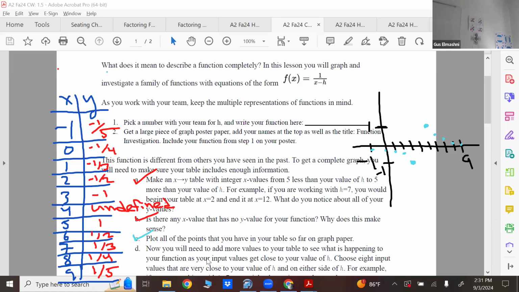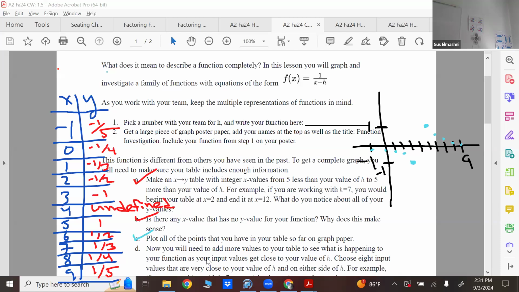I'll plug in 3.5, 3.6, 3.7, 3.8. Or if we want to be more adventurous, 3.9999999. Or 4.5, 4.4, 4.3, 4.2, 4.1. Or again, to be adventurous, 4.001. Get really close to 4. We'll see what happens. We'll do part D in just a moment.